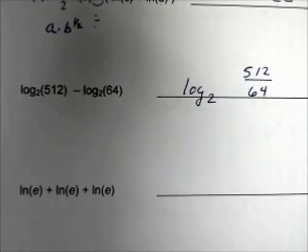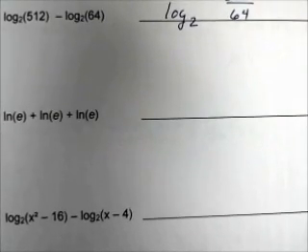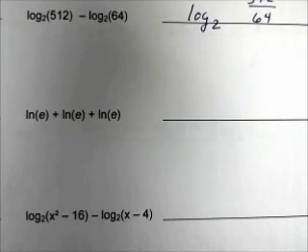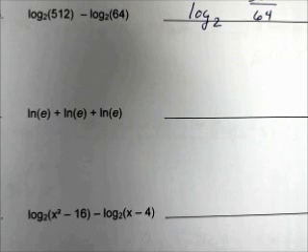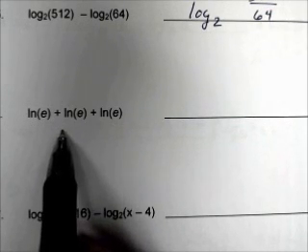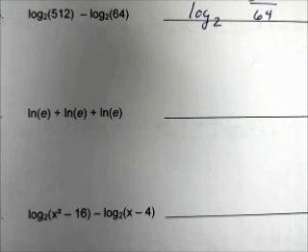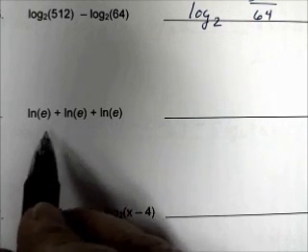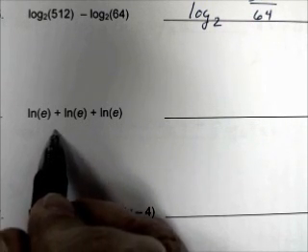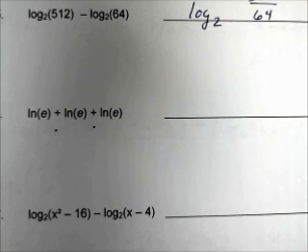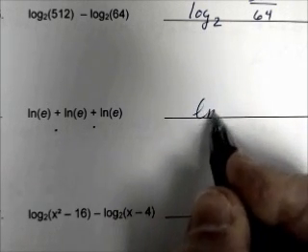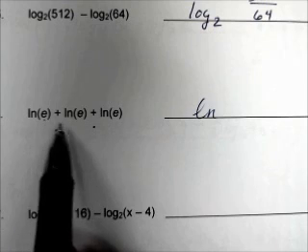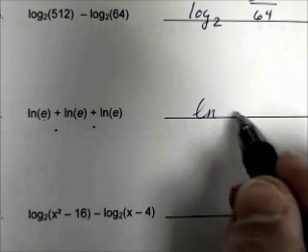Number 6. We have ln e plus ln e plus ln e. All these additions in expanded form and in condensed form, they're multiplication. So we have one single ln. We have e times e times e.